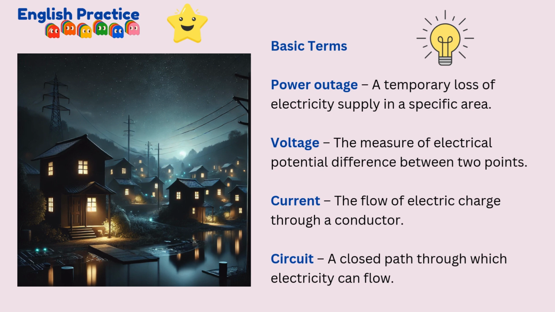Basic terms. Power outage, a temporary loss of electricity supply in a specific area. Voltage, the measure of electrical potential difference between 2 points. Current, the flow of electric charge through a conductor. Circuit, a closed path through which electricity can flow.